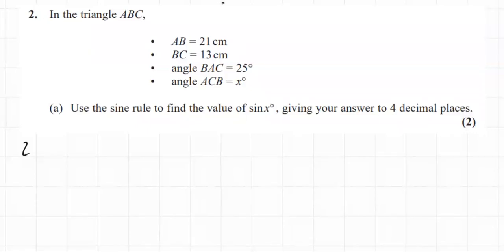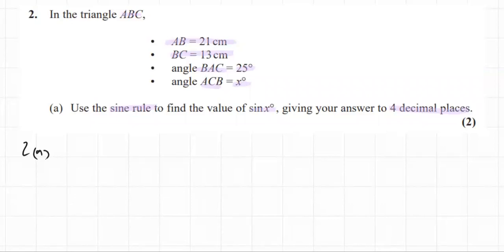For 2A, they give us all of this information. So they have a triangle ABC with sides of those, and they give us some angles as well. Use the sine rule to find the value of sine x, giving your answer, always look at the decimal places. So let's take a look at this triangle.